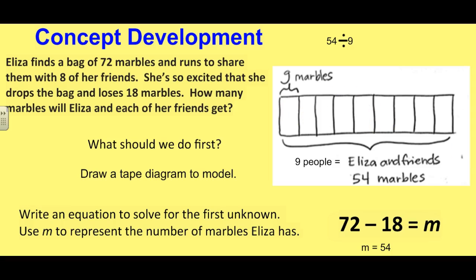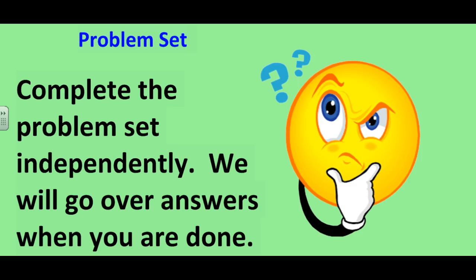So whenever you finished your tape diagram, you should have gotten that each person got 6 marbles. So 54 divided by 9 was equal to 6. So answer this question, how many marbles will Eliza and each of her friends get? They're each going to get 6 marbles. Okay, I want you to go ahead and get out your problem set and have that ready so we can work on it. Push pause if you need to.